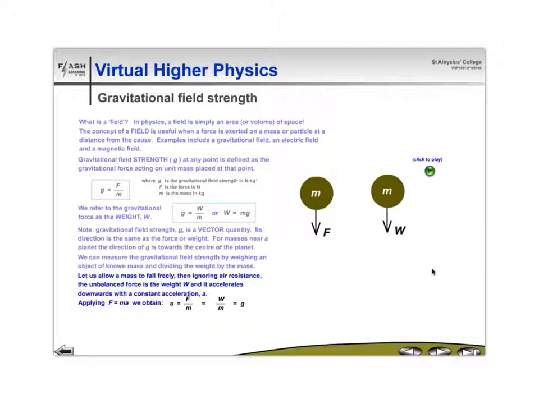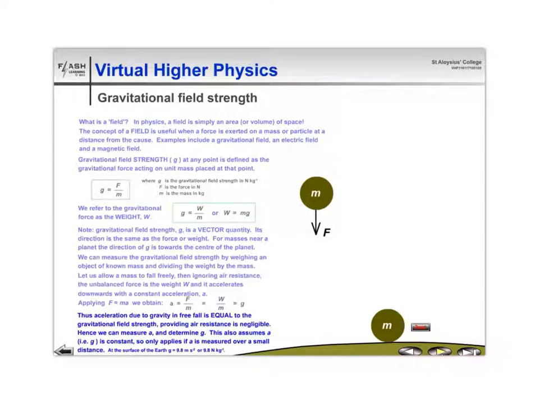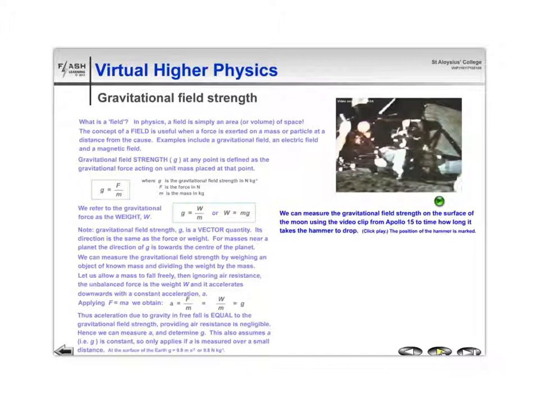If we let an object fall freely, then its acceleration will be measured as F over m, which is equal to W over m because the force is W. So substituting in W equals mg and cancelling out the m's, you get that the acceleration is equal to g, i.e. the acceleration due to gravity is equal to the gravitational field strength.